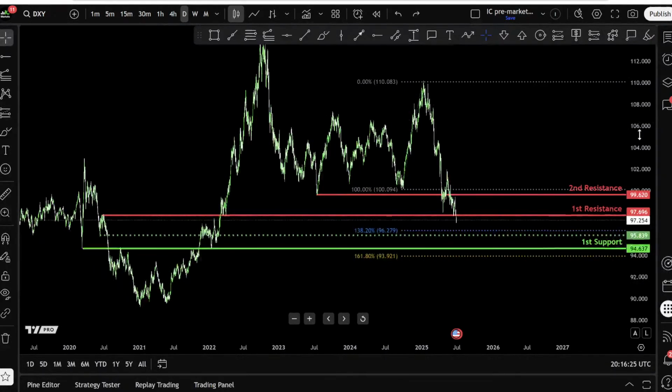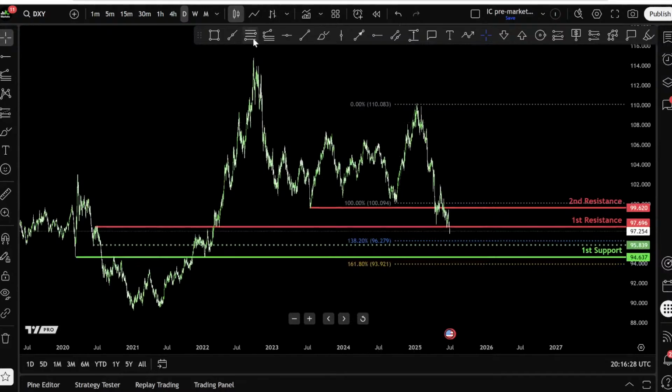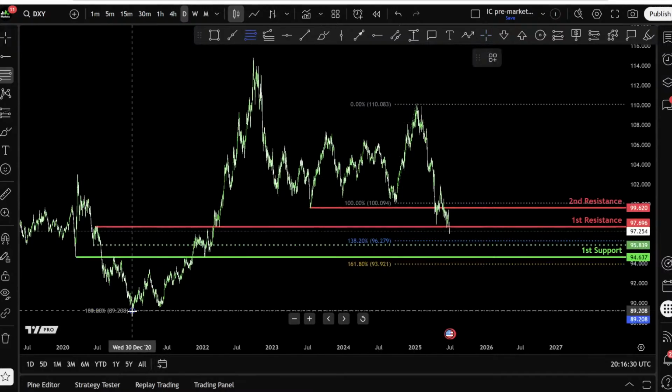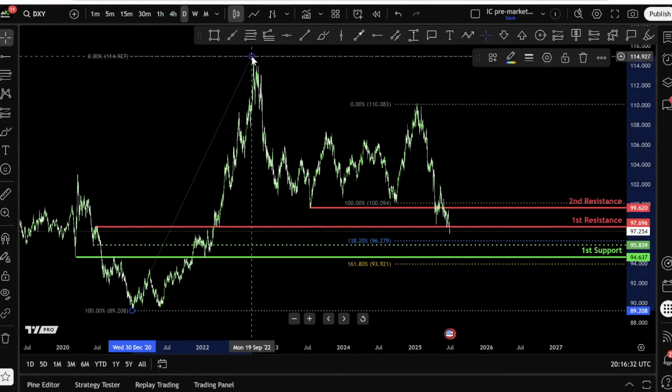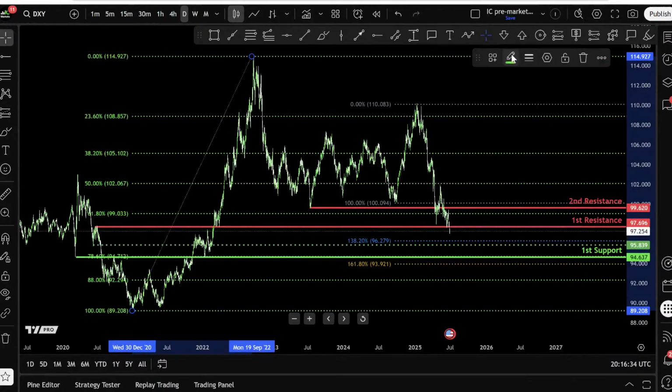Okay, and then I will use just a regular retracement from this swing low to this swing high here. Okay, you can see my 78.6 lines up really nicely with my first support.